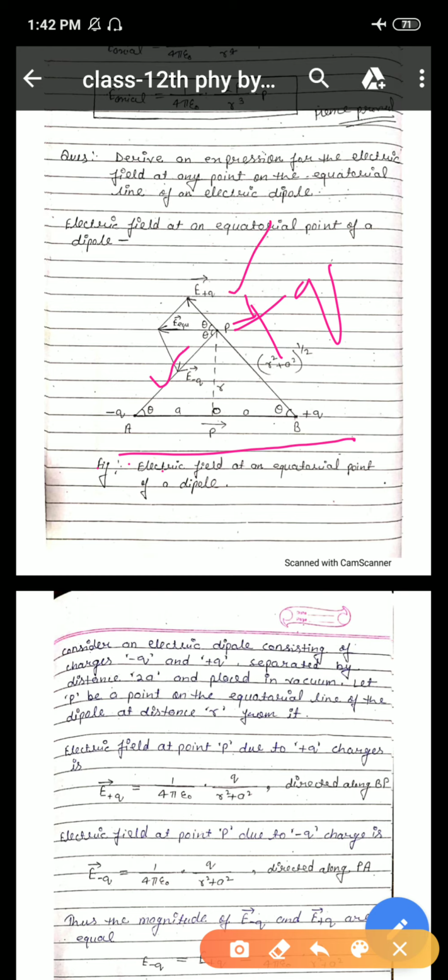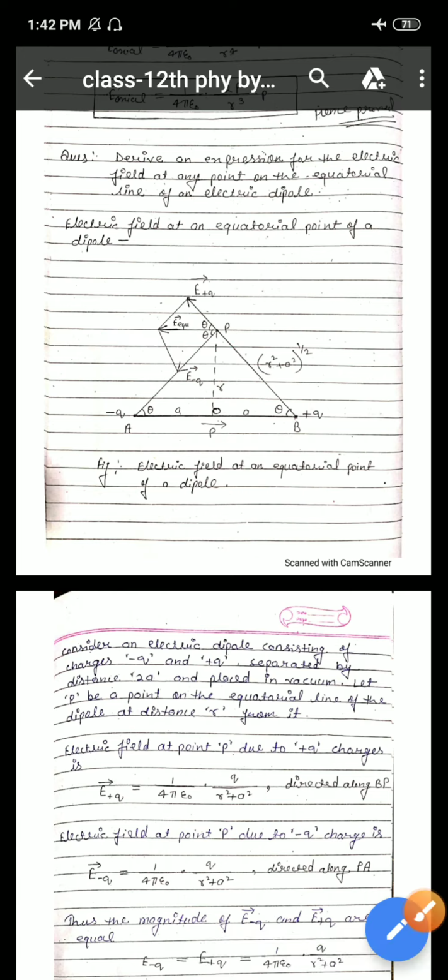See, this one is the electric field due to the plus charge, and this is its direction. Now we have to calculate the electric field at the equatorial point of a dipole. This one is the equatorial point. Then the resultant, because the first one is this and the second one is this, is this E equatorial. Is it clear, students?